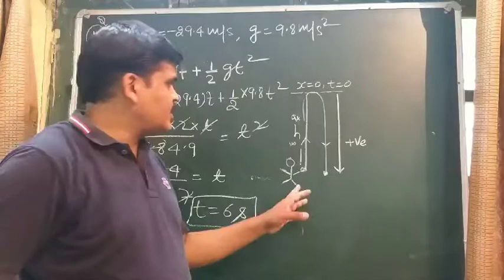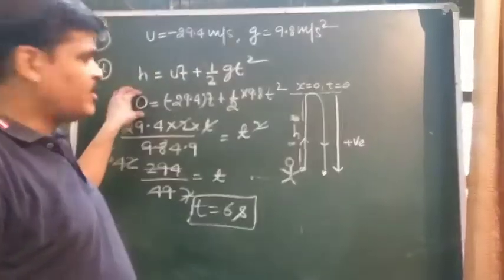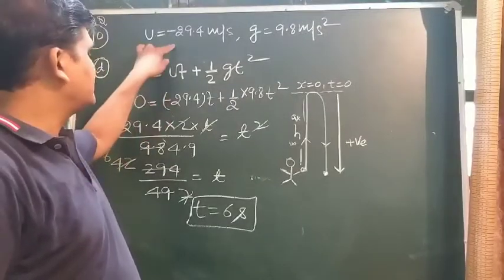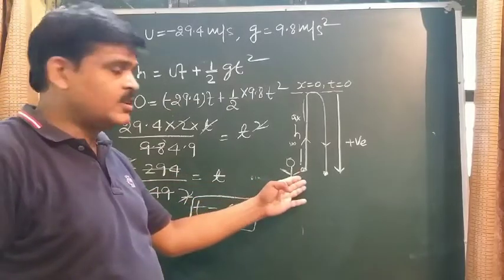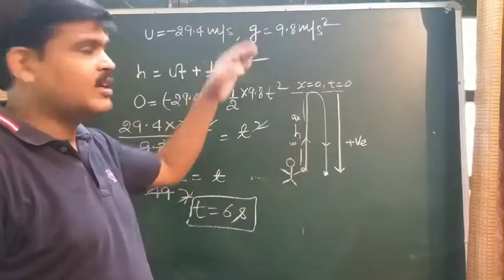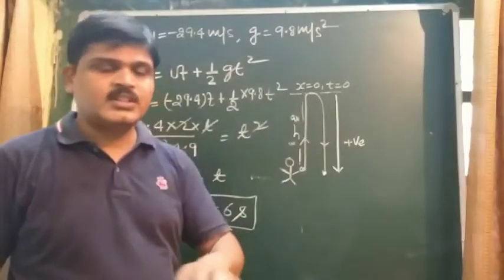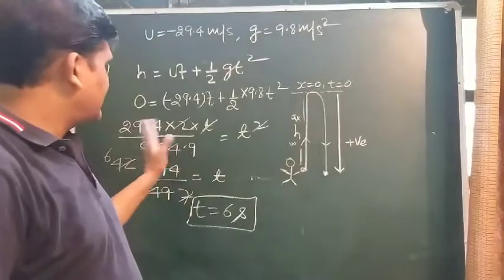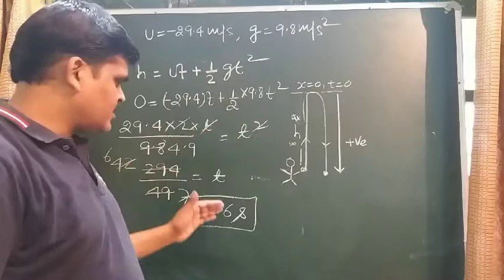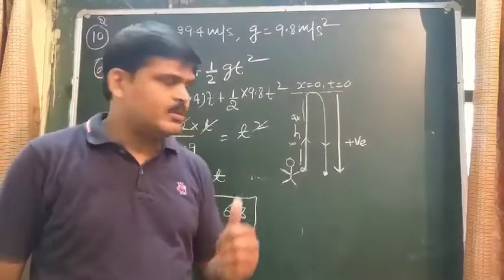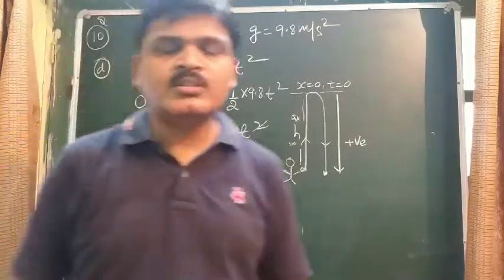So student, the total time taken by the ball to return to the thrower's hand: net displacement of the ball is 0. The ball is thrown in vertically upward direction with a negative velocity, because according to the condition of the question, in upward direction velocity is taken to be negative, and acceleration, either upward or downward, is taken to be positive. After solving h equal to ut plus half gt square, the total time taken by the ball to return to the thrower's end is t equal to 6 seconds.